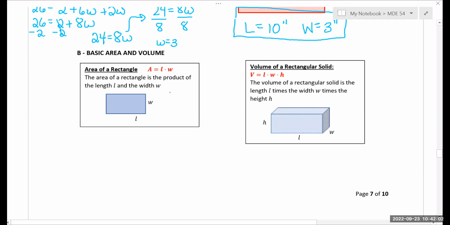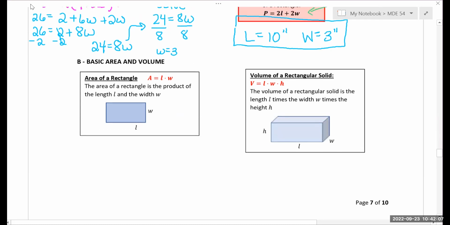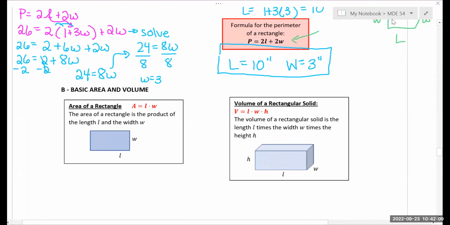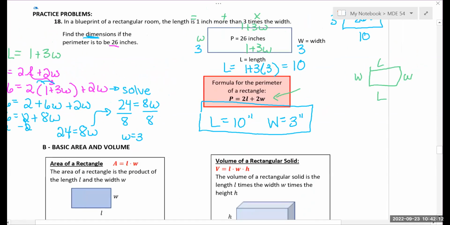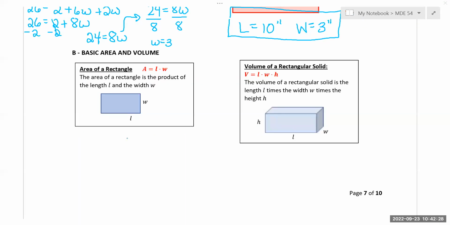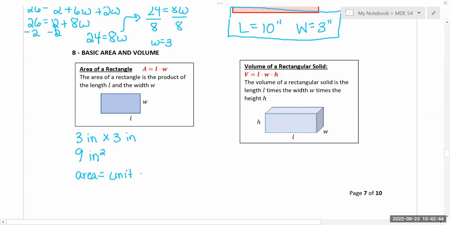Not just the formulas, but the idea that if we multiply, say, 3 inches by 3 inches, not only did the 3's get multiplied, but the inches get multiplied. So area is going to have some type of unit times unit, and we just need to make a note that it's going to be unit squared.